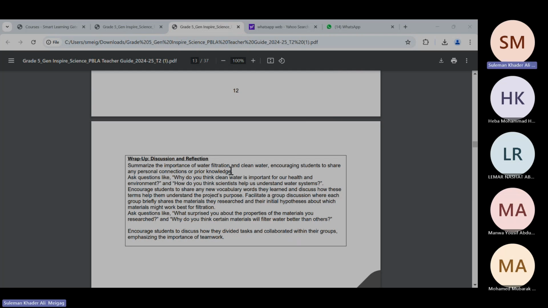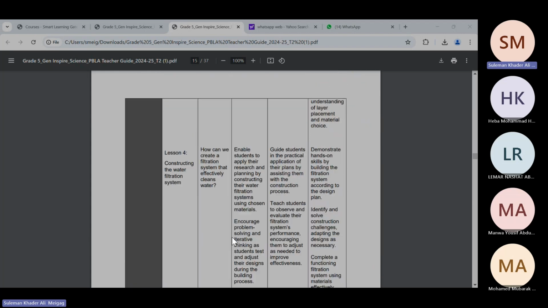Importance of water filtration and cleaning water. That is, why is it important? Okay, why do you think clean water is important for our health, for your body, for the environment? Okay, how do you think scientists help clean water and how water systems work? Okay, you can ask who will do what?